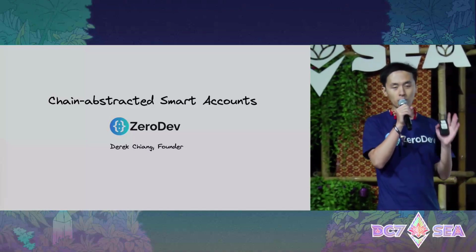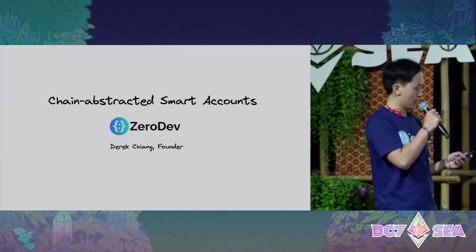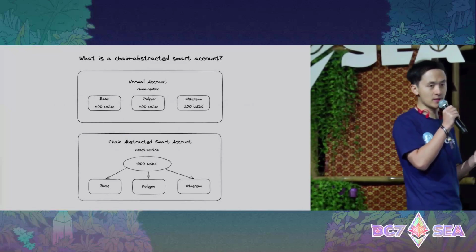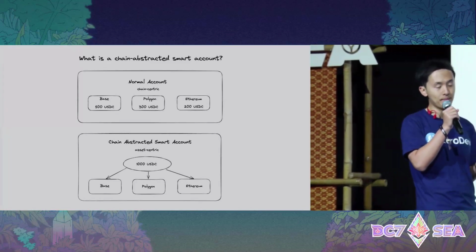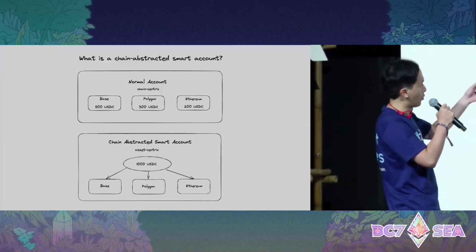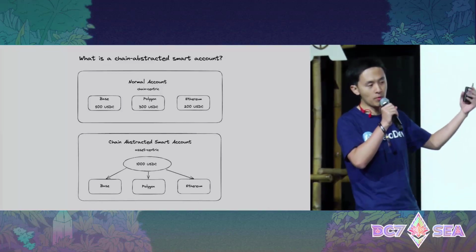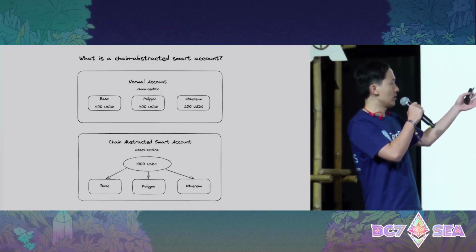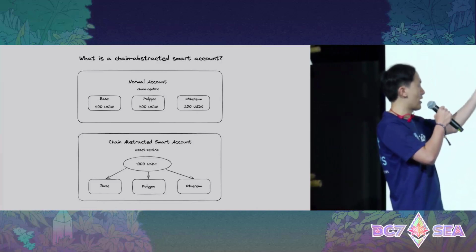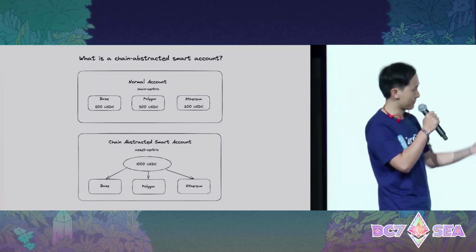Today I want to talk to you about this new concept called chain abstracted smart accounts. Very simply, a chain abstracted smart account is a new type of account that changes how we think about Web3. With a normal smart account, we have what we call a chain-centric point of view, right? You think about your assets in terms of different chains. You might have, for example, 500 USDC on Base, 300 USDC on Polygon, and 200 USDC on Ethereum.